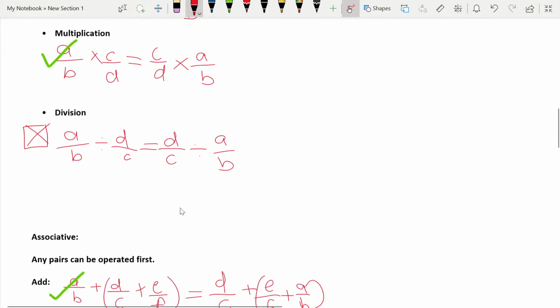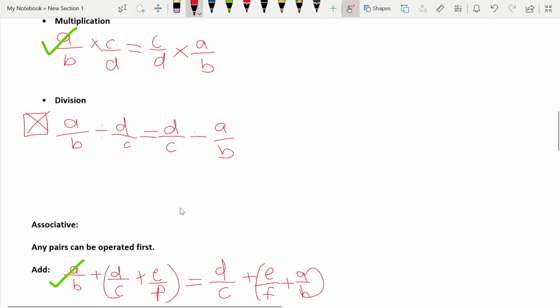Division is not right because a by b divided by c by d is not equal to c by d divided by a by b. Okay, you just need to remember those things.